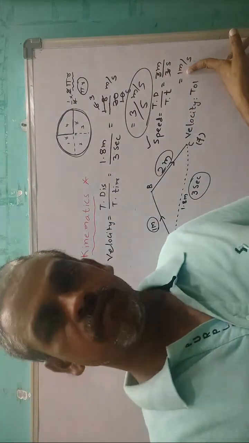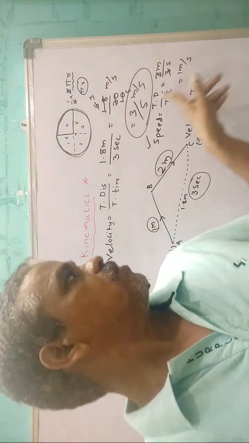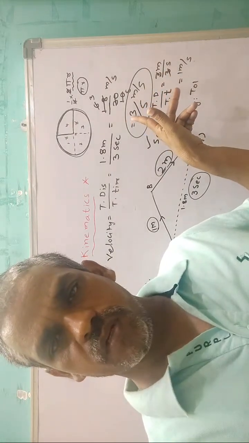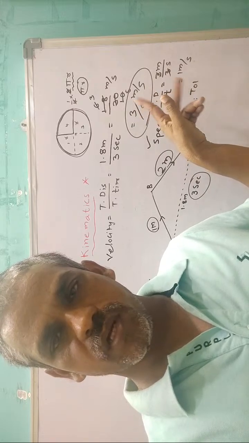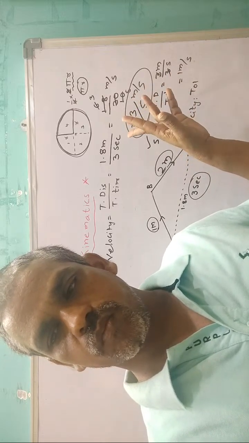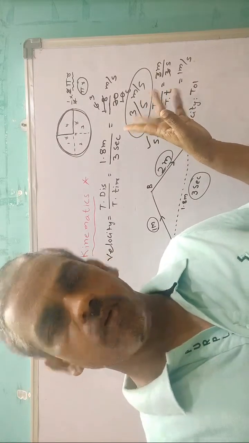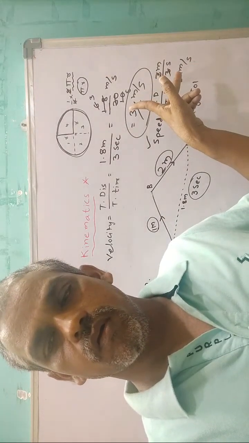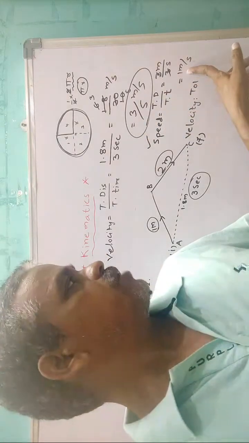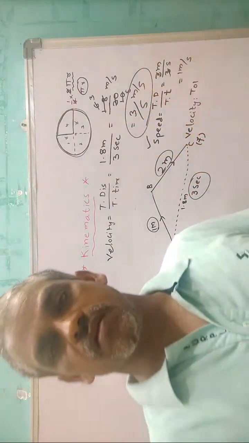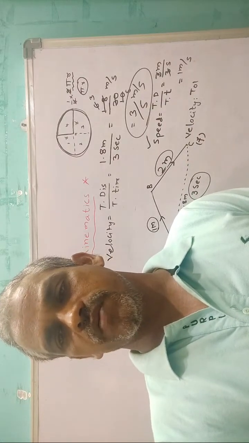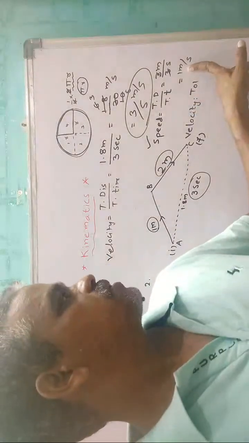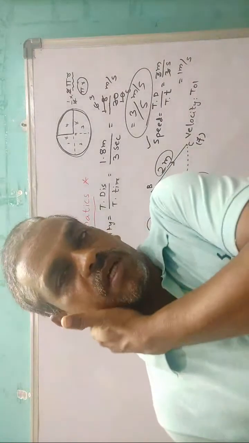How much value did we get? Speed is 1 meter per second. How much did we get for velocity? 3 by 5 meter per second. Are both the same? Message me, both are same or not? If both are same, message me yes, otherwise no. Speed is 1 meter per second. Velocity is 3 by 5 meter per second. Are both the same? No, that is good. So we got speed as 1 meter per second, but velocity is 3 by 5 meter per second.